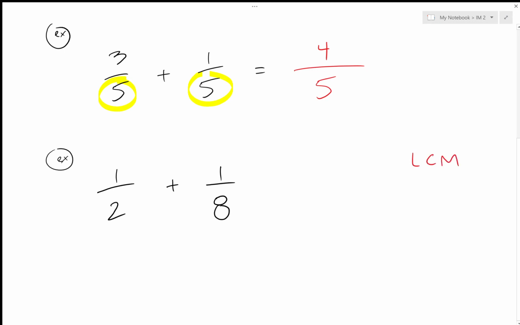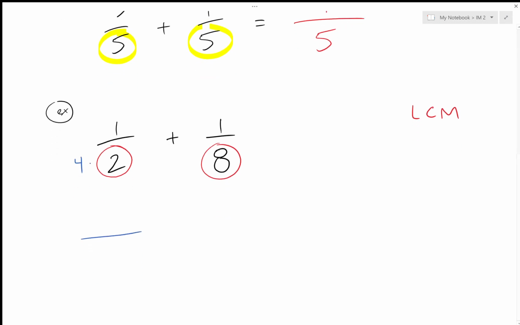Okay, so I look at my two bottom numbers. I have a 2 and I have an 8. Usually look at the smaller one. Is there any number I can multiply to 2 to turn it into an 8? And that answer would be yes, I can multiply it by 4. Okay, but if I multiply the bottom of this fraction by 4, it's going to come out to an 8. And then this side's already an 8, so I'll leave the 1 there.